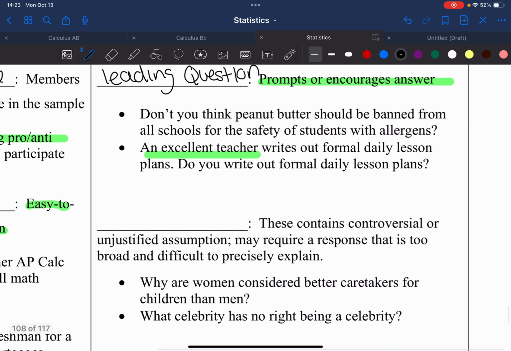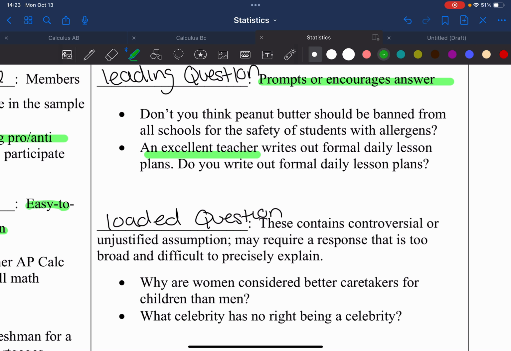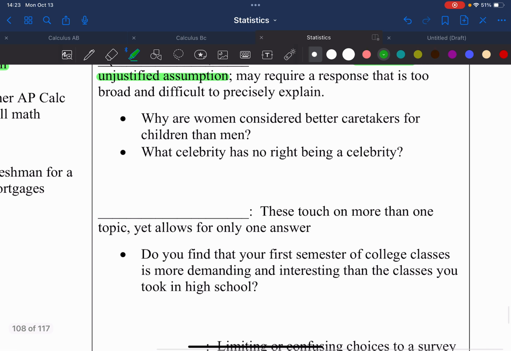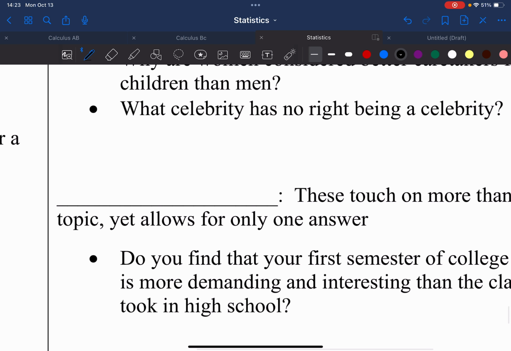Another type of question would be a loaded question. Loaded questions usually contain controversial or unjustified assumptions. For example, why are women considered better caretakers for children than men? Well, this is controversial and an assumption. They're assuming women are better caretakers than men.